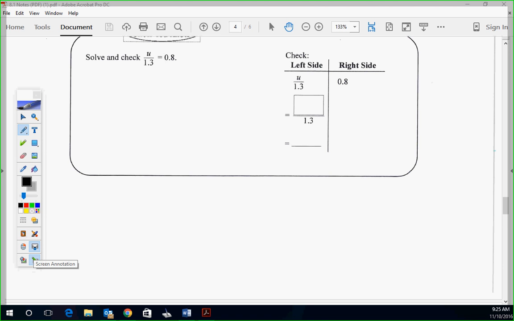Okay, so this one here, we have to multiply 1.3 to both sides. What does that get you? 1.04? Yeah, that makes sense. Okay, then we're going to check it. We just verified it.